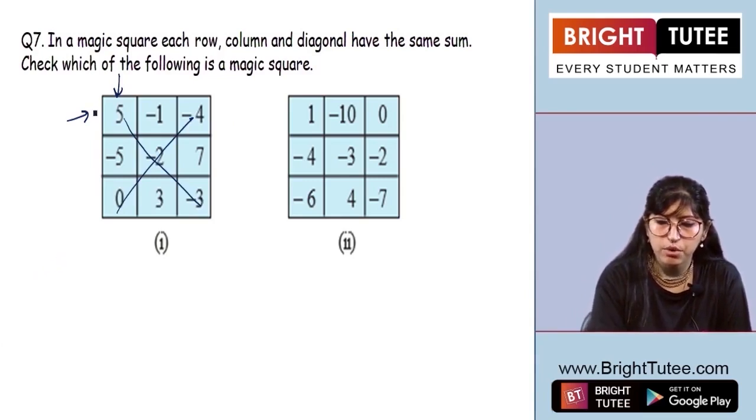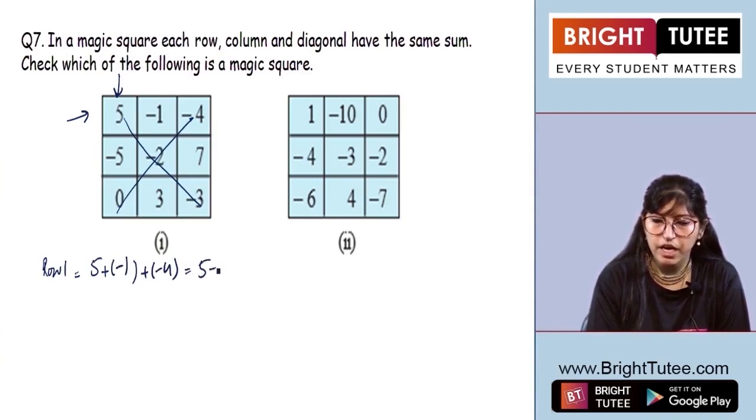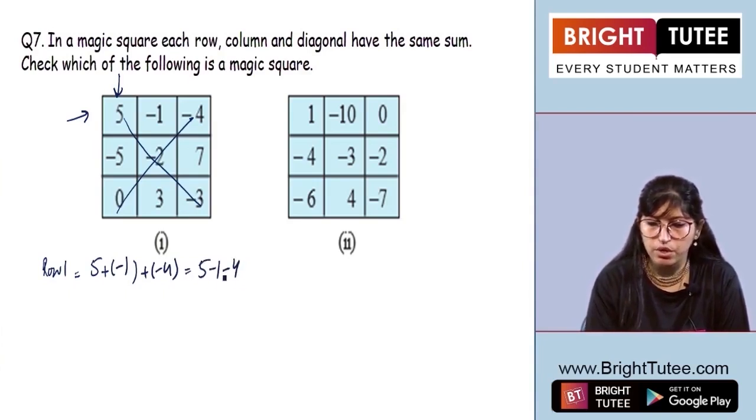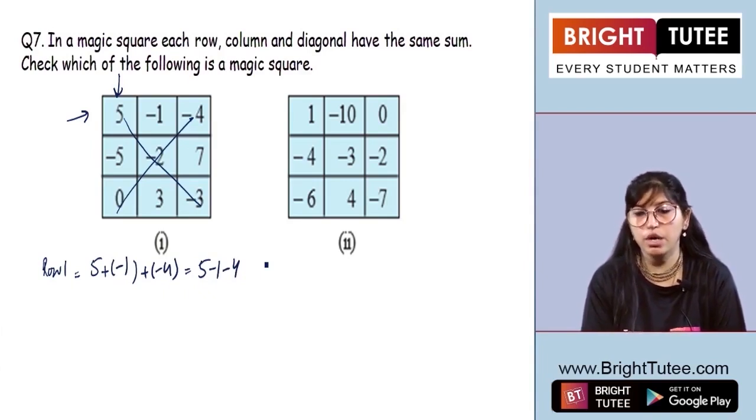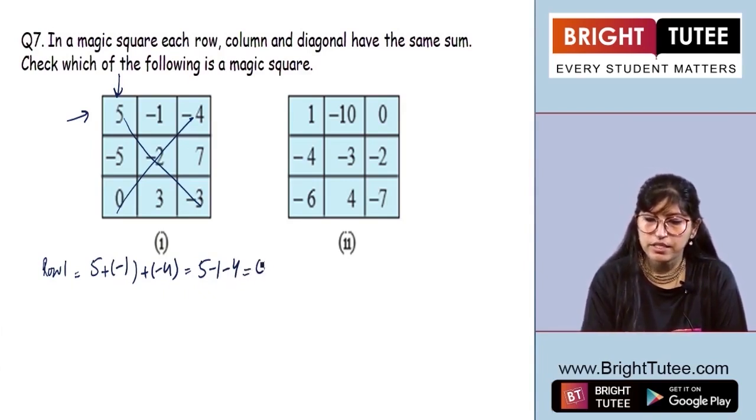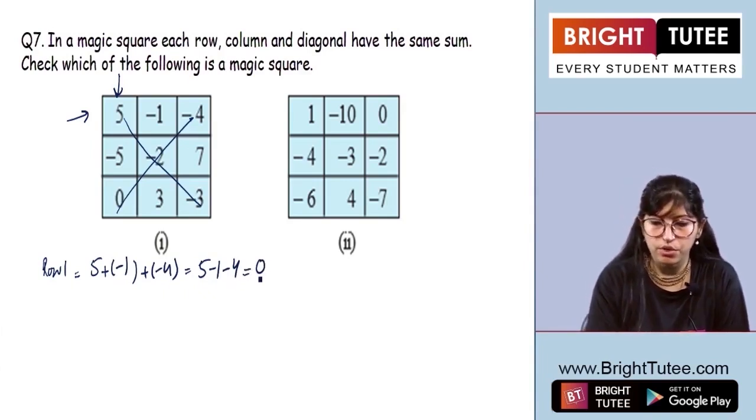So let's say we are talking about the first row. So row 1: 5 plus minus 1 plus minus 4. So what do we get? 5 minus 1 minus 4. So 5 minus 1 is 4 and 4 minus 4 is 0. So row 1 is 0.